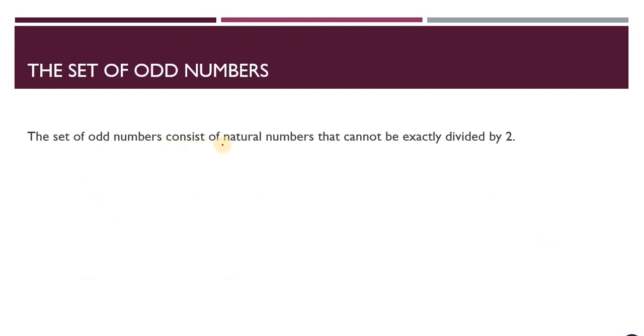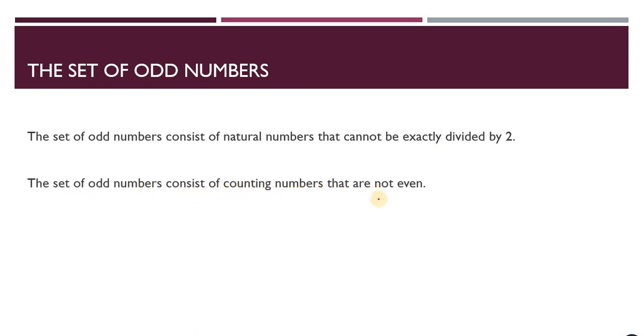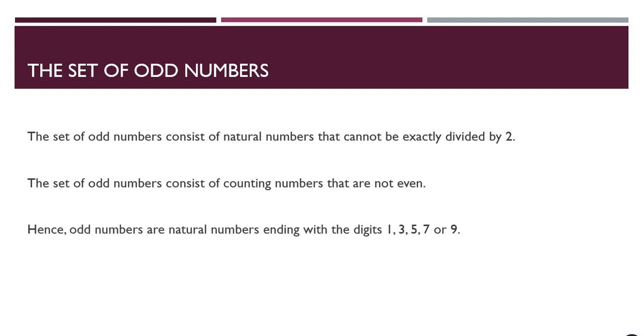The set of odd numbers consists of natural numbers that cannot be exactly divided by 2. The set of odd numbers consists of counting numbers that are not even numbers. So an odd number cannot be an even number. An even number cannot be an odd number. Hence, odd numbers are natural numbers ending with the digits 1, 3, 5, 7, or 9. Odd numbers. And these are some examples.